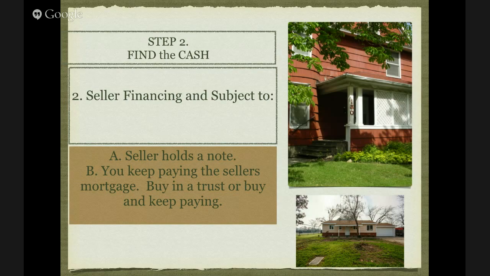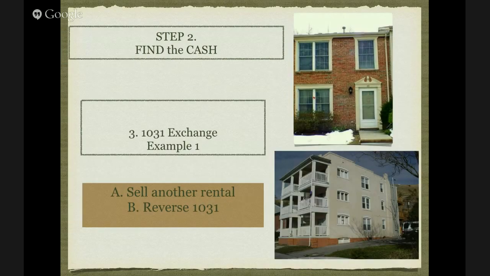All right, so let's move on to the third way. The third way to find cash for your deal is do a 1031 exchange. And I'm going to show you 2 of those exchanges that I did.